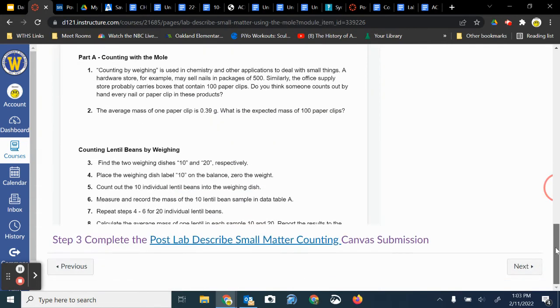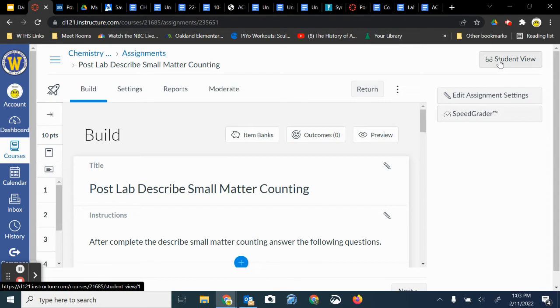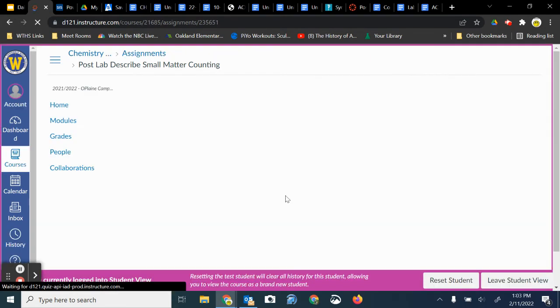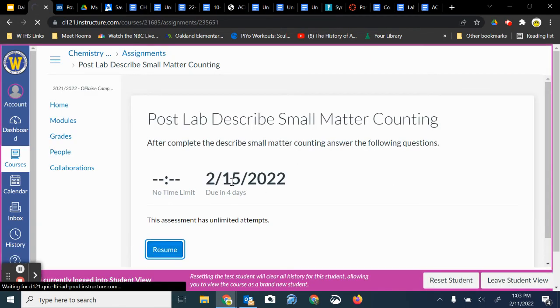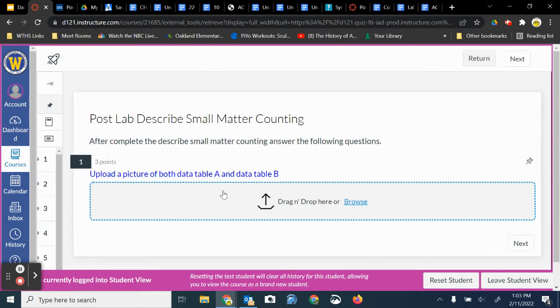So let me move on to step 3. So step 3, here we go. All right, so for step 3, if we take a look at what we have. All right, question number 1, I'm going to ask you to take a picture of your data tables. So if you watch the video, you'll take a picture of what you've written down and then upload that.